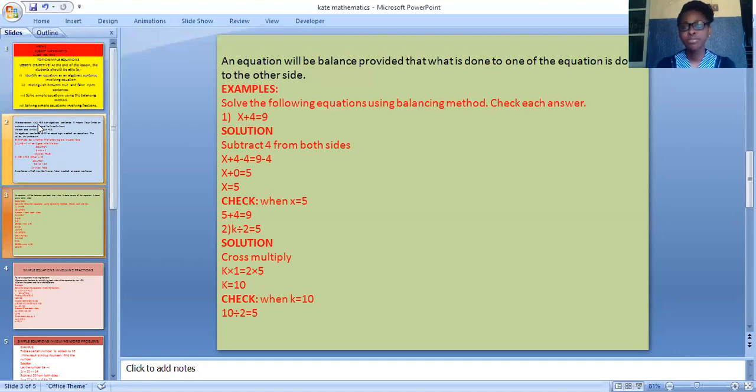Why are we subtracting 4 from both sides? To get the value of x. Why do you want to subtract 4 from both sides? So that x can stand alone for us to be able to find the value of x. Subtract 4 from both sides.